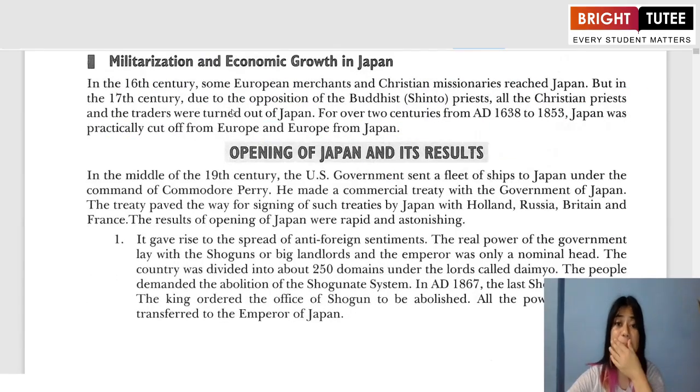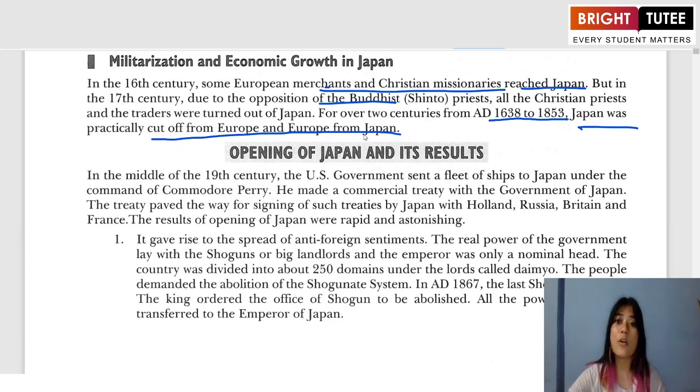In the 16th century, some European merchants and Christian missionaries reached Japan. But in the 17th century, because of the opposition of the Buddhist priests, the missionaries who had entered Japan were no longer allowed to enter. The missionaries, the travelers, the traders coming from foreign countries were all turned back. Now, after that, for over 2 centuries, from 1638 AD to 1853 AD, Japan was practically closed and cut off from Europe and Europe from Japan.